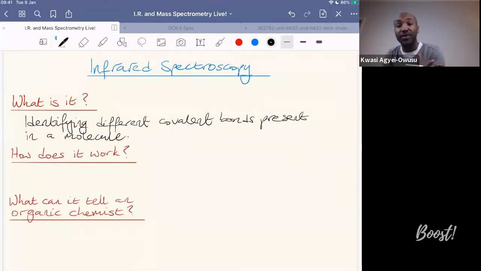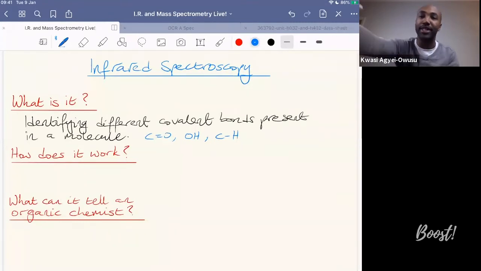Okay, so some of the typical bonds that we can identify using infrared spectroscopy include the carbonyl bond, so C double bond O, and the OH bond, of course, which is the functional group for alcohols, I should say. And we are also able to identify carbon-hydrogen bonds, and as you would know by now, most organic molecules will have CH bonds, and that in itself is not of particular use when identifying the structure, and I'll say a little bit more about why that is shortly.